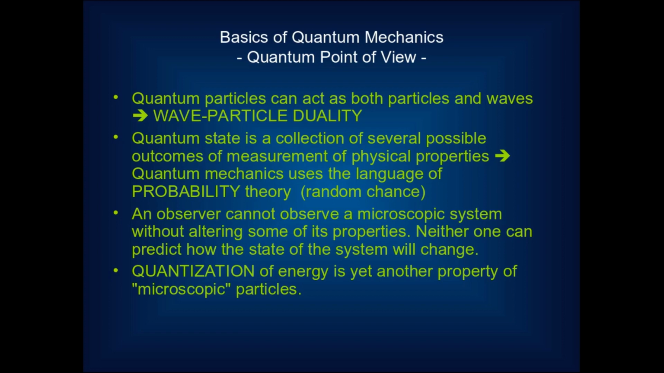The quantum mechanical state is a collection of several possible outcomes of measurement of physical properties. Therefore, in the language of quantum mechanics, probability theory and random chance are used. An observer cannot describe a microscopic system without altering some of its properties, nor can one predict how the state of a system will change. Quantization of energy is yet another property of microscopic particles.